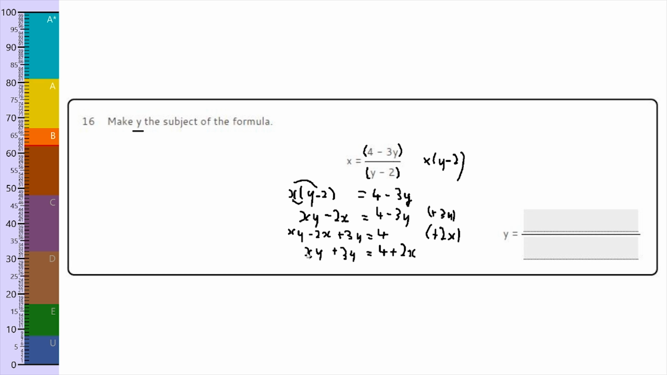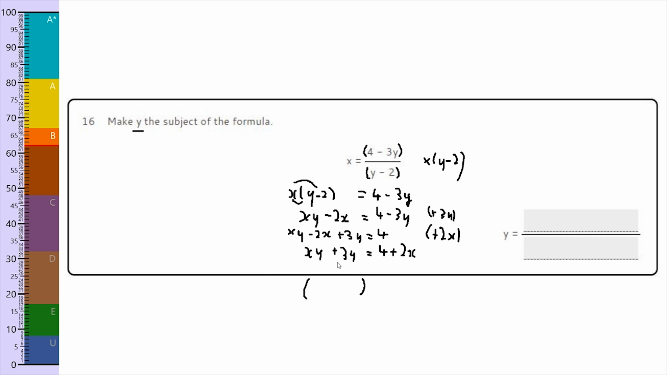Alright, now I've said I only want y's on this side, but you can see that this y is trapped with this x, and this y is trapped with this 3. Now, a lot of people forget that they do know a process of converting 2 y's into 1, and that process is factorising, putting it into brackets.